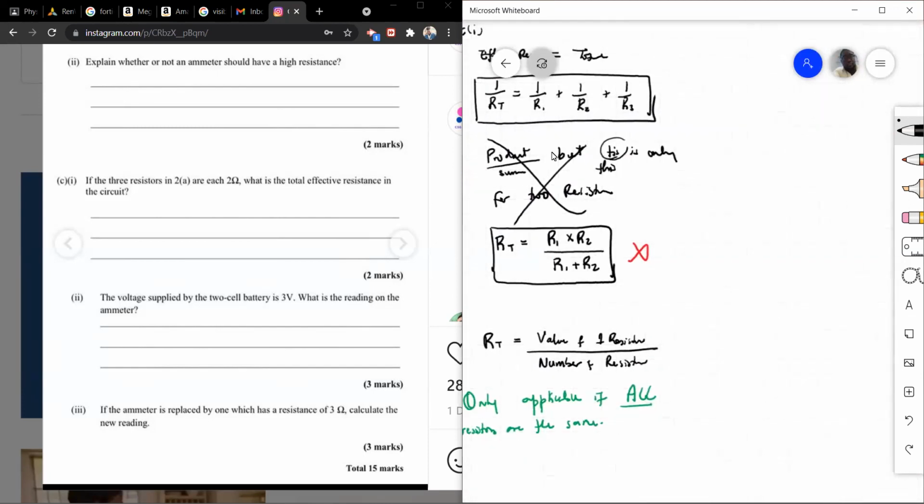Let's run it now. Let me use this formula right here. RT is equal to the value of one resistor, which is 2 ohms, divided by the number of resistors, which is 3. So that would be 0.67 ohms.